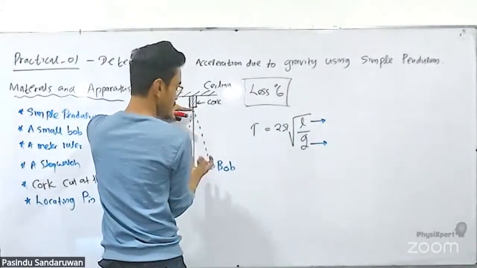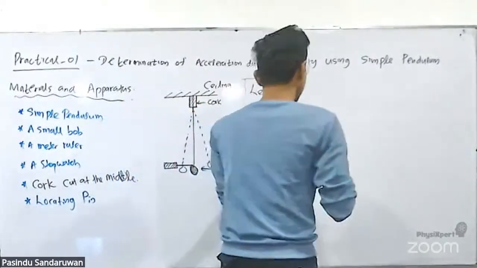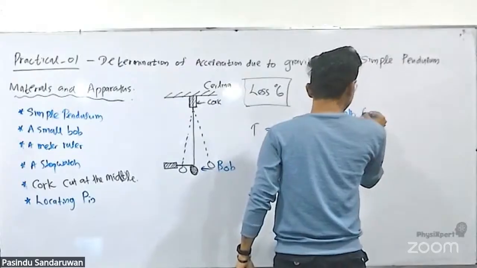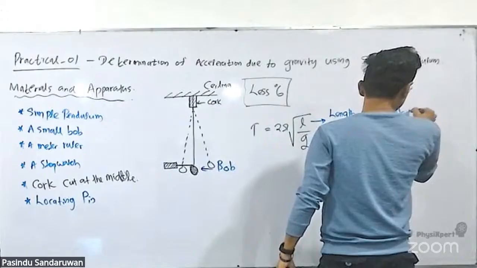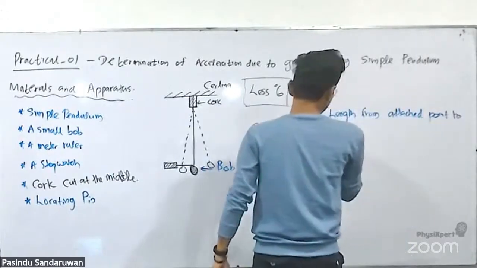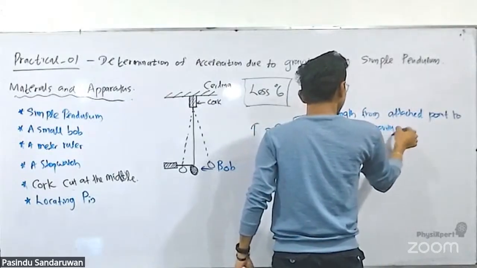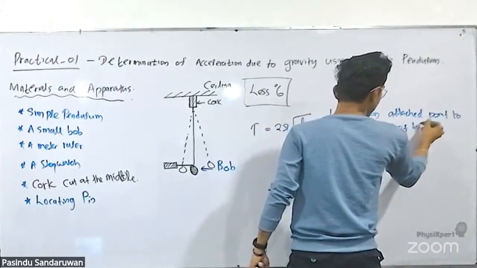Usually we are using a spherical bob, so it should be the center of the bob. This is the length from the fixed point, the attached point, to the center of gravity of the bob.